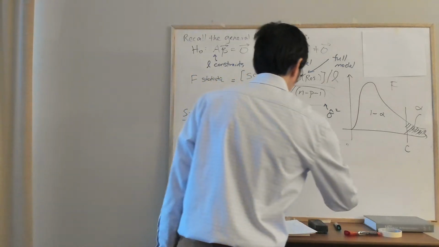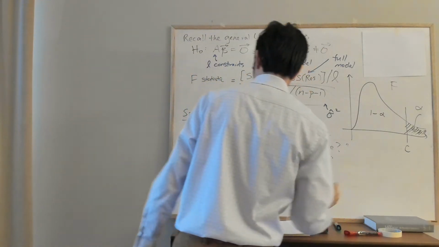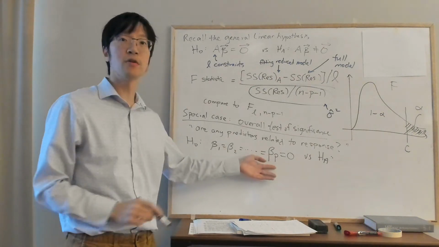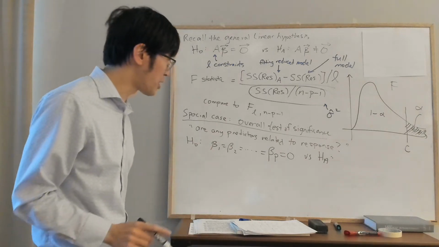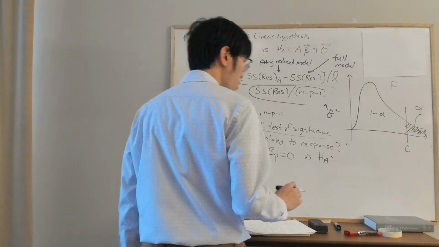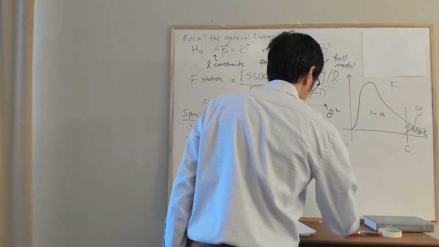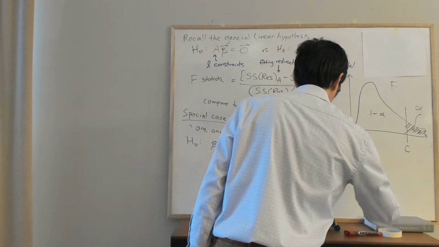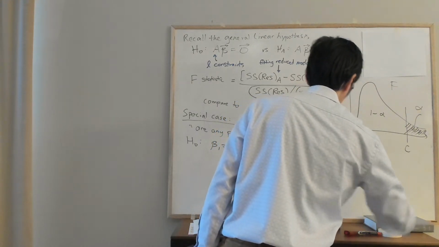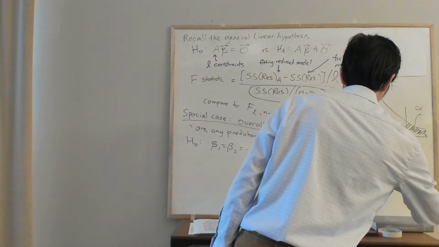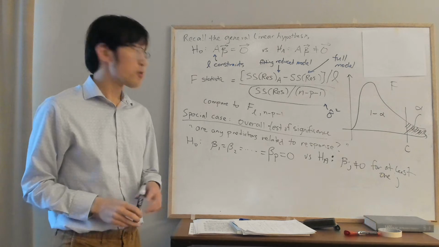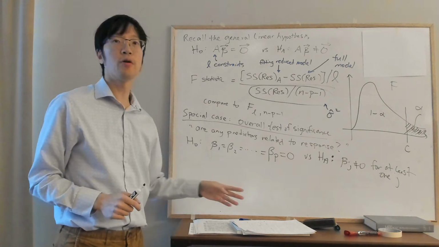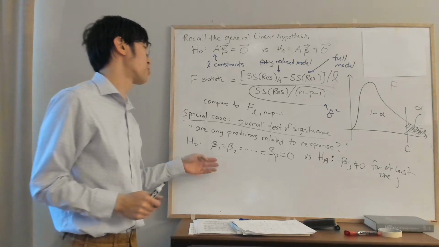versus the alternative. The alternative is the opposite of this. It's the opposite of none of them matter. Well, that means at least one of these betas is related to the response. There are different ways you can write it, so let's just say the alternative is that beta j is not equal to 0 for at least one j. When the null is true, then none of the predictors are related to the response.